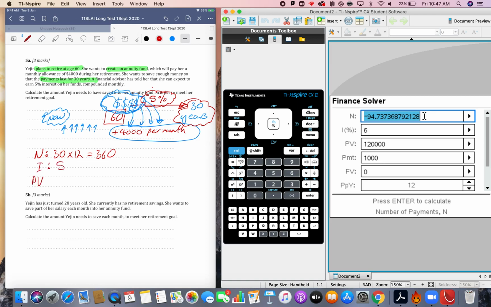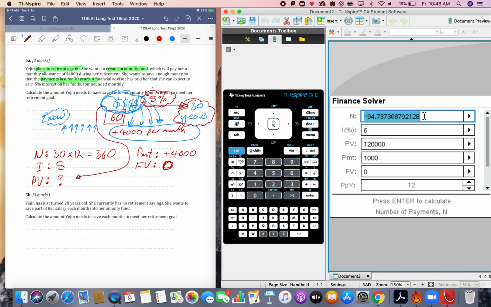The present value, well, the present value is the amount of cash here. Now the present value is something we don't know. The PMT, the payment, so the payment is actually 4,000 and it's coming towards her, so it's a plus. The final value, well, after the 30 years, the final value needs to be 0. It's all been used up.